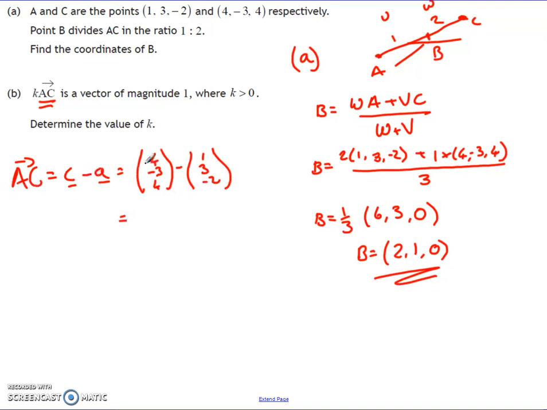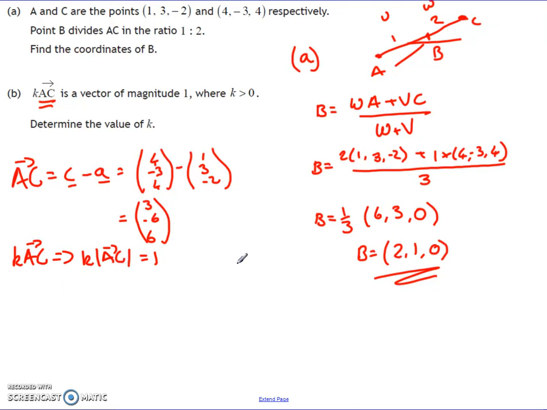So what that means is my vector AC is 4 minus 1, which is 3. Negative 3 minus 3, which is negative 6. And 4 minus minus 2, minus minus becomes a plus. 4 plus 2 is 6. So I've got that there. Now, kAC is a vector of magnitude 1, where k is bigger than 0. Determine the value of k. So k times AC is a vector of magnitude 1. So what that means is if I do k times the magnitude of AC, I'm going to get 1. We could take k out as a factor, and that'll work that way as well.